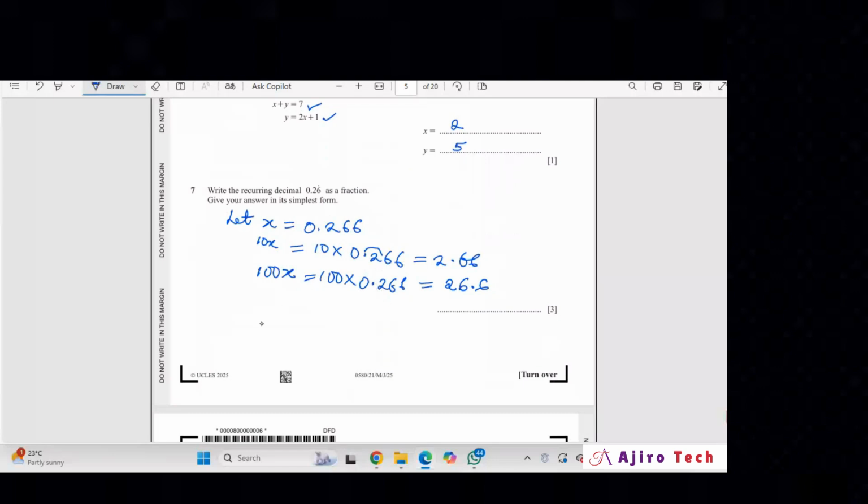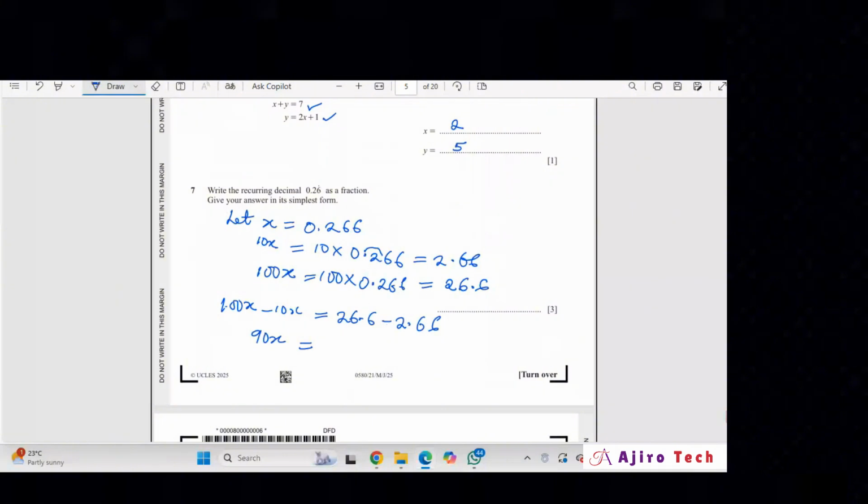Okay, so from here, what you just need to do is subtract these two. You are going to subtract now. Let's say you are going to have 100s minus 10s equal to 26.6 minus 2.66. Now, 100s minus 10s will give us 90s, right? So, yes. So from here, 26.6 minus this. What will it give you? You can do that.